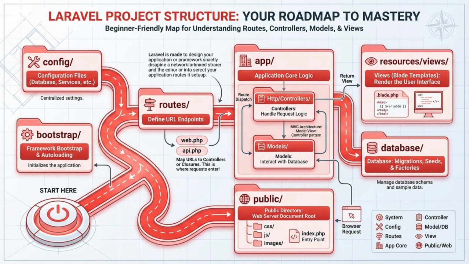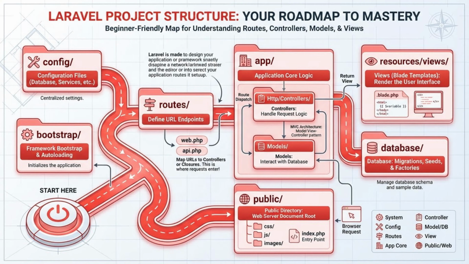For the user interface, Laravel uses the resources/views directory. This is where all the Blade template files are stored. Blade is Laravel's powerful templating engine that allows you to write dynamic HTML in a clean and simple way. You can display variables, loop through data, use layouts, and include reusable components. Everything that the user sees on their screen comes from this folder.